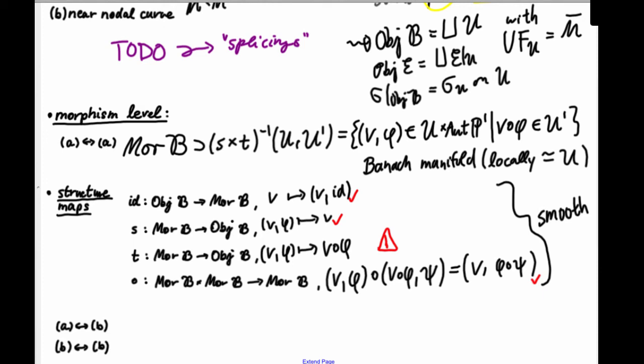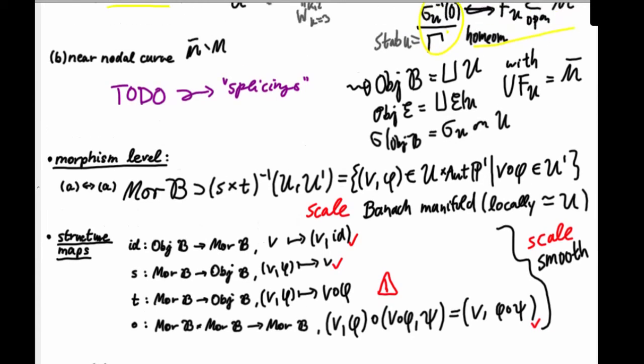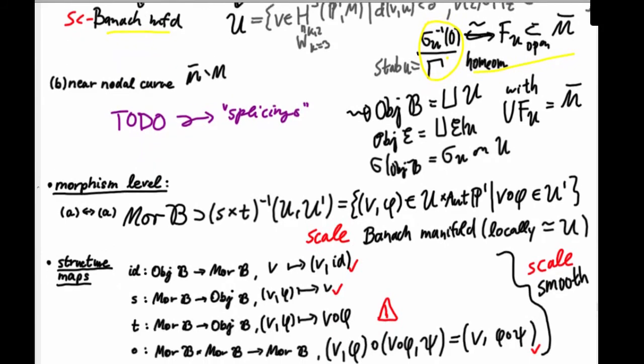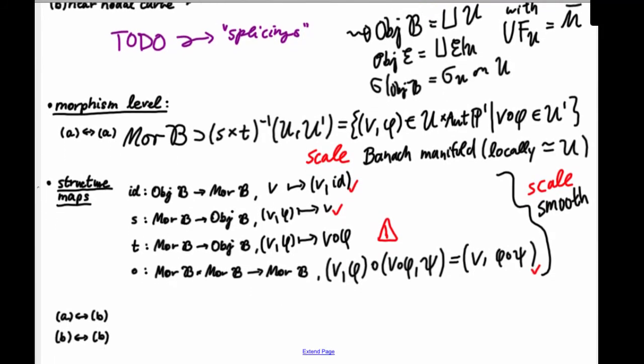So what we're going to do instead is we're going to say that these are not smooth but scale smooth with respect to a scaled Banach manifold structure on this thing. And in that world also, all of these things will be scaled Banach manifolds and Banach bundles and scale smooth Fredholm sections. So scale calculus is what gets invented in order to make sense of the morphism level of the construction.